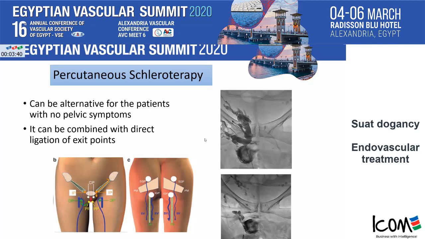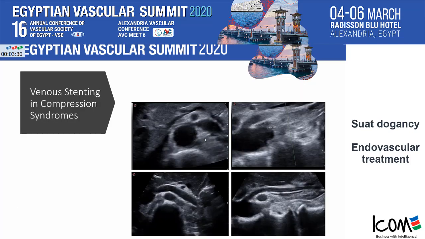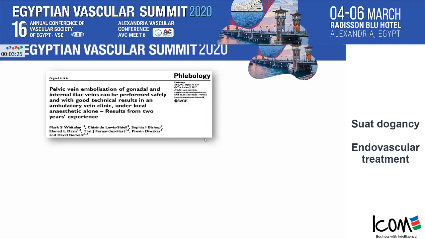Percutaneous sclerotherapy can be used, and it can also be combined with surgical therapy, and direct puncture of the veins with foam sclerotherapy is an option. And for the compression syndrome, we should use stenting therapies.